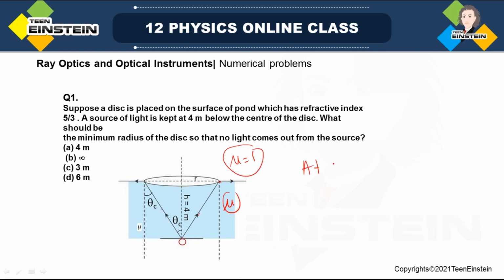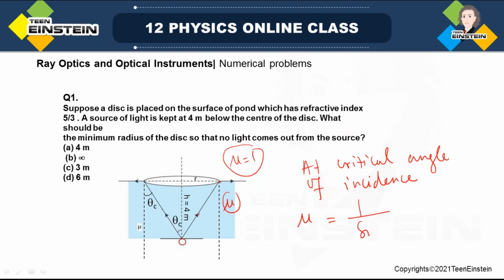So at critical angle of incidence, mu is equal to 1 by sine theta c. This is the formula you should remember at critical angle of incidence. Okay, I have got this. Very nice. Now look, I can take this triangle. See this angle theta c, this also will be, these are opposite angles. So let us take this, suppose O, suppose this is S, and suppose this is R.